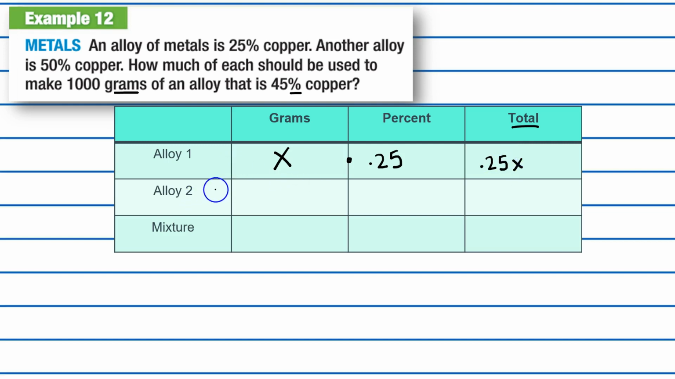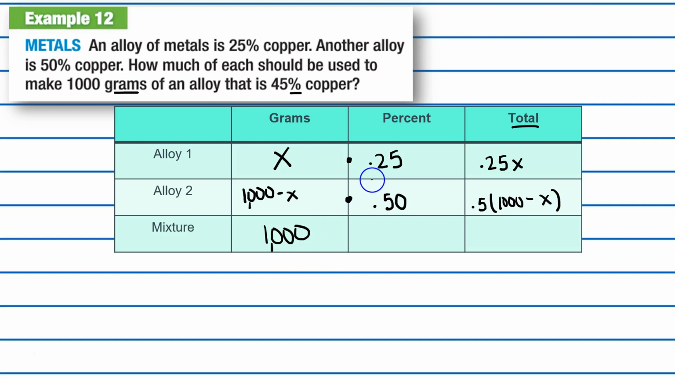Alright, alloy 2. Let's look at the grams. We still don't know how many grams this is, but we do know our whole mixture will be 1,000 grams in the end. So in order to find the grams for alloy 2, we're going to have 1,000 minus x. We do know our percent, which is 50, so I'm going to have it as 0.50. Once again, to find our total, we're going to multiply across. I have that symbol here so you can see it. And this one would be 0.5 times 1,000 minus x.